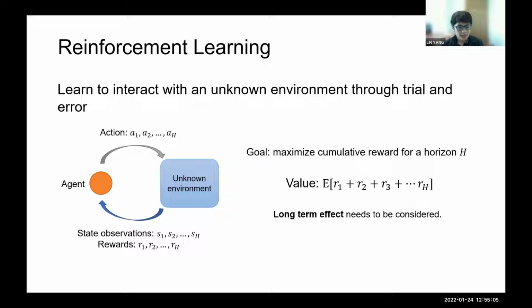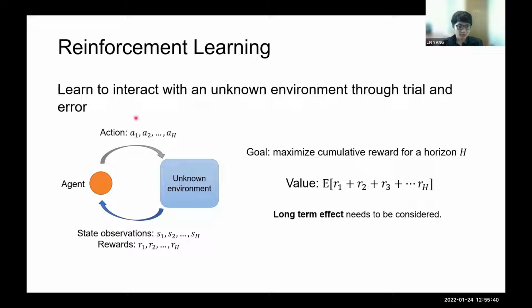Basically, you can understand that there is an agent who wants to interact with an unknown environment only through trial and errors. Compared to a multi-armed bandit problem, it's very similar. There is an agent who can interact with some unknown environment and receive feedback, and later wants to optimize this sequence of actions. The difference is that the agent now needs to take a sequence of actions rather than only one action. For instance, here, the agent needs to take actions A1 to AH.